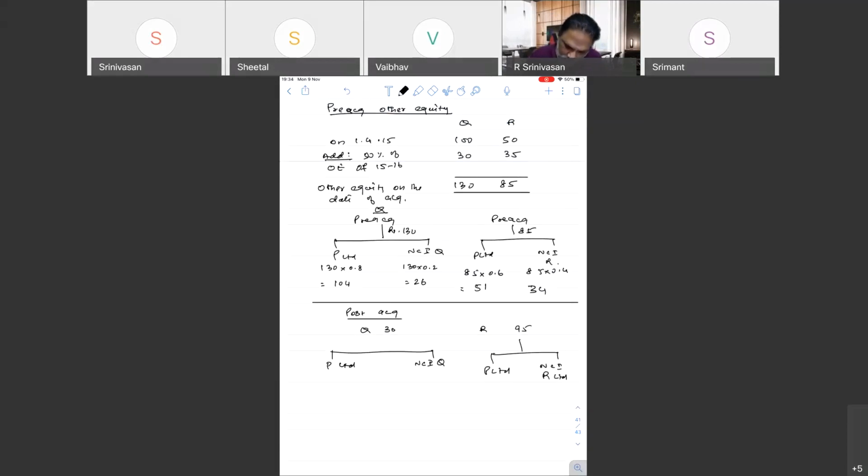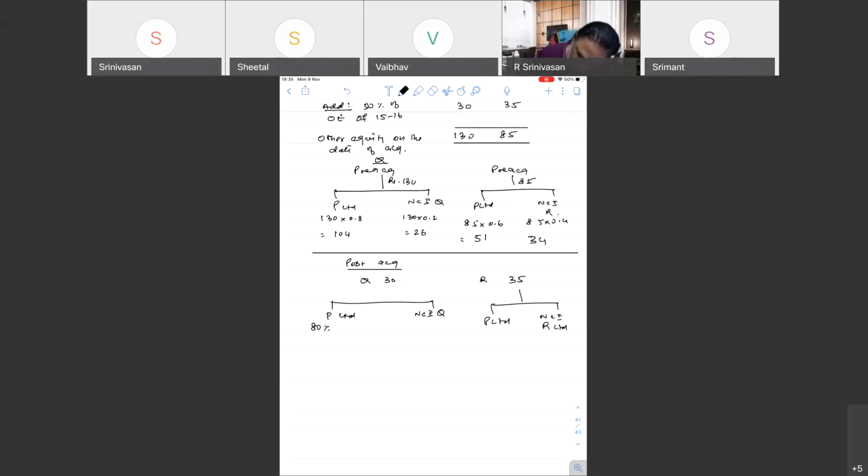Here it is 30 and 35. So here 80% and 20%: 80% will be 24 and 20% will be 6. And here 60%, 40%: 35 into 0.6 is 21, and 35 into 0.4 is 14. So all of this is done. Right, now we go further. These are 21 and 14.